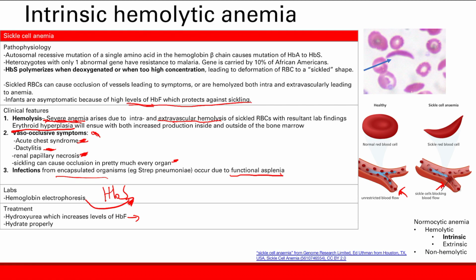And then the next thing you can do is hydrate properly. What I told you about hydration, remember, is that hemoglobin S can polymerize and sickle if it gets too high of a concentration. So you prevent that by hydrating. You get more fluid into the red blood cells, and you reduce the hemoglobin S concentration. So that's it for sickle cell anemia.